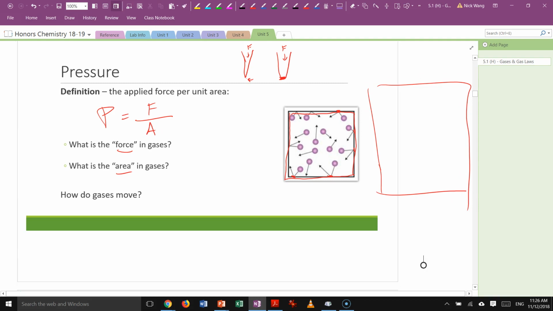We're going to do a lot of comparisons here, talking about the pressure and whether or not it increases or decreases. So it's important to keep this concept in mind of the particles hitting the walls.